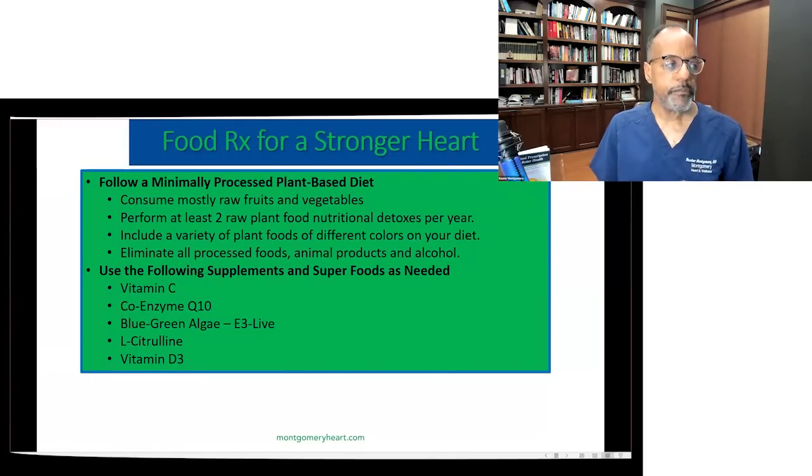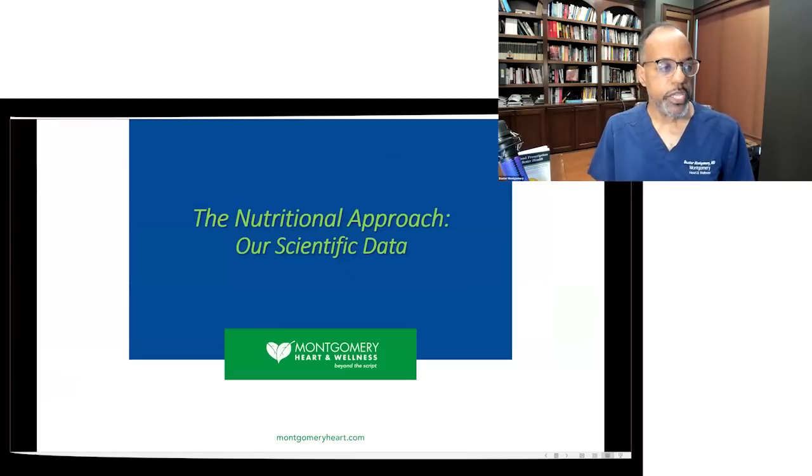Here's a simple step-by-step approach that we take. We use a minimally processed plant-based diet. You consume mostly raw fruits and vegetables, and certainly in certain cases, all raw fruits and vegetables. You include a variety of plant foods of different colors, and eliminate processed foods, animal products, etc. Processed foods is key because you can have plant-based foods that are processed. And so it's not just about only eating plant-based, but removing processed foods of all types. And then there are certain supplements that we may use in a targeted fashion in patients, depending on their individual situation.